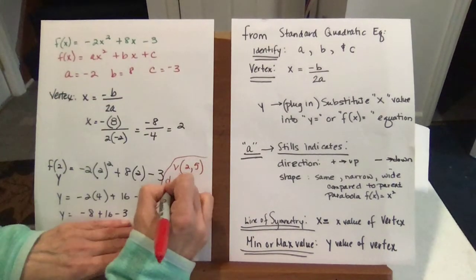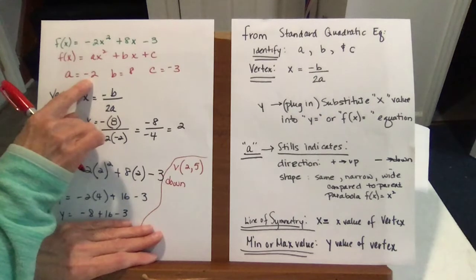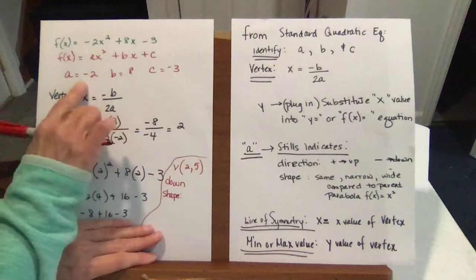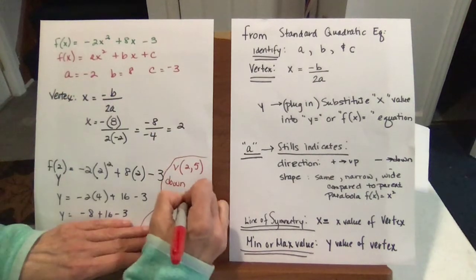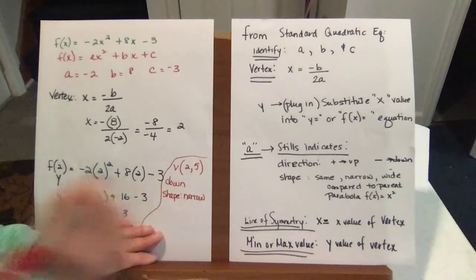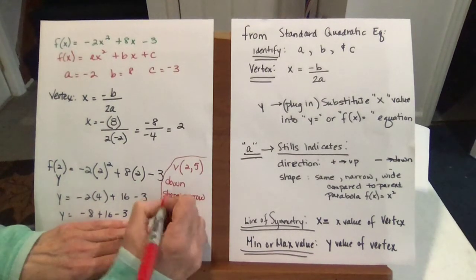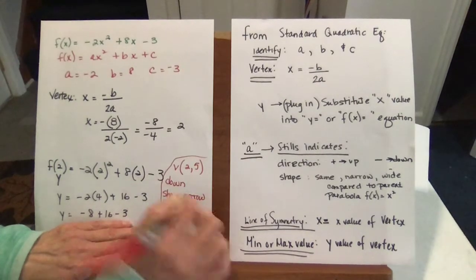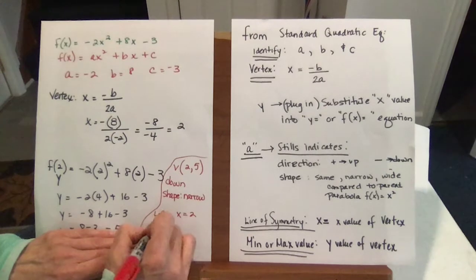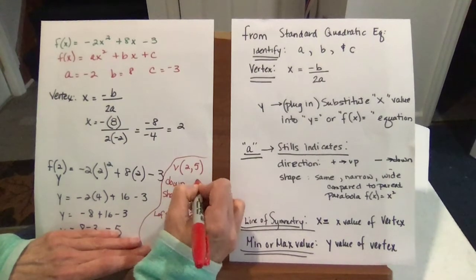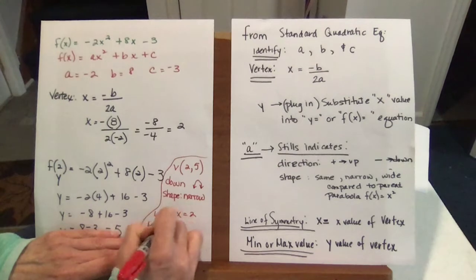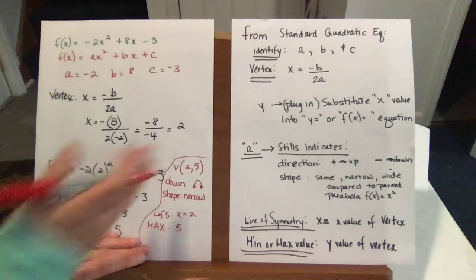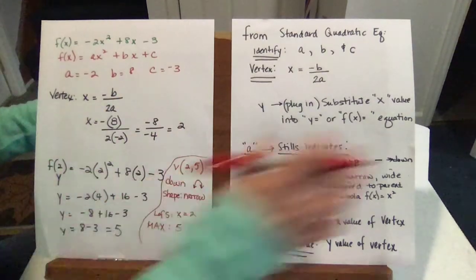We know our direction is down because our a value is negative. We know our shape is going to be narrow because our a value is a 2, okay? So it's narrow, ignoring the sign. We just look at the number part, okay? And now we can do our line of symmetry here if we want right away. X equals the x value from the vertex, so x equals 2. And because it's going downward, we have a maximum point. And the value of that maximum point is our y from our vertex, which is 5. So we've answered all these questions, and now we can graph.